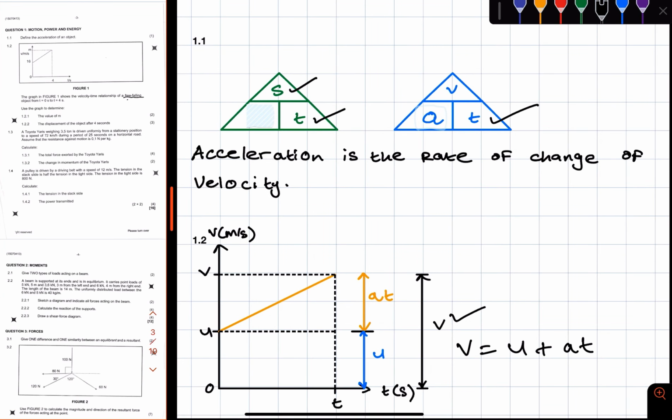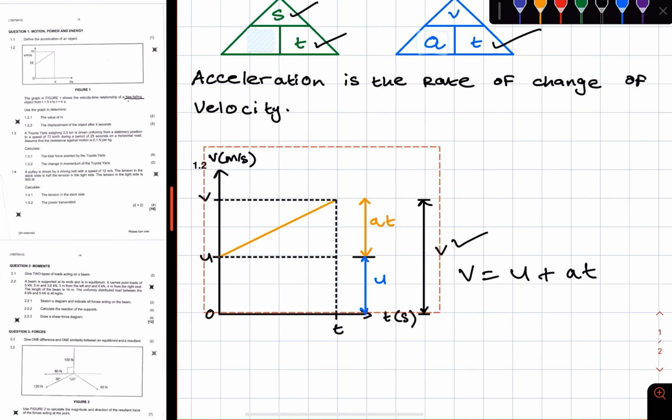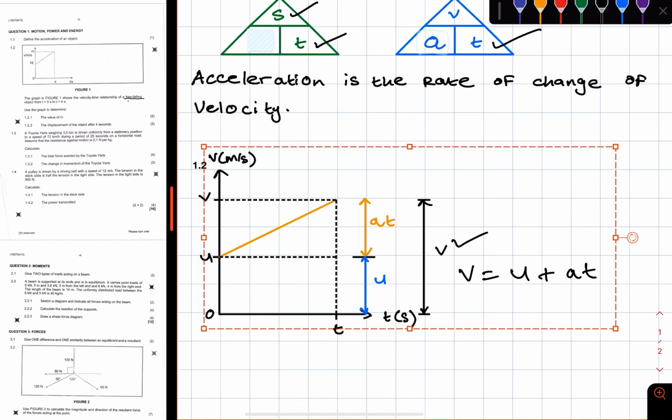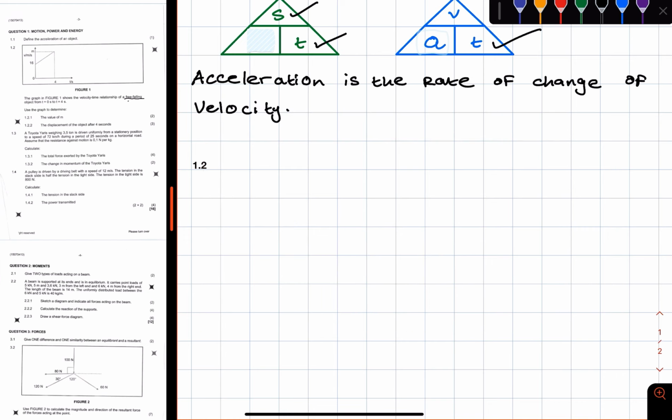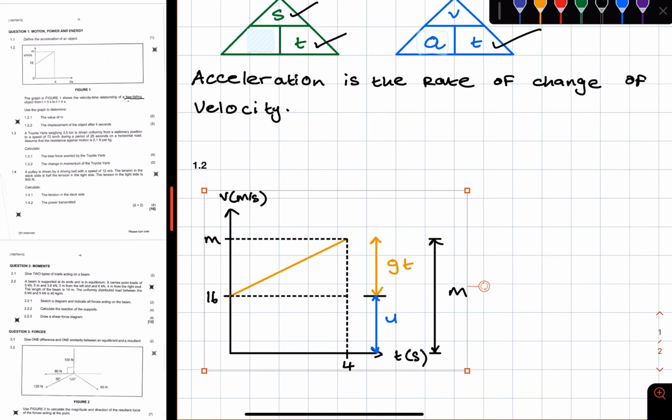If we were to represent figure 1 similarly to how we represented the velocity time graph, which we used to derive our kinematic equations, this is what we will get. So first, let's remove this. Let's remove this, right? And then to represent figure 1, this is how we do it.